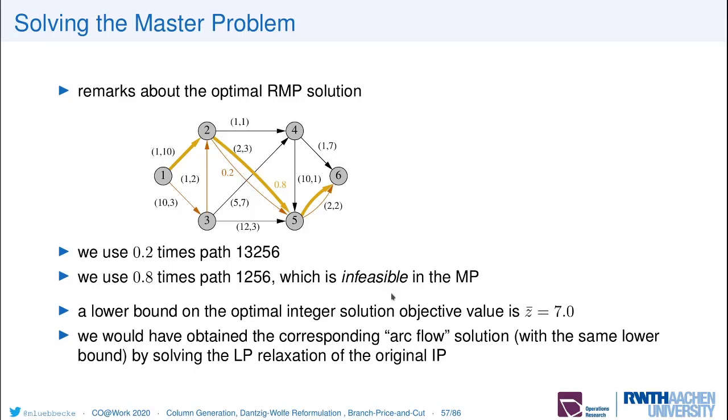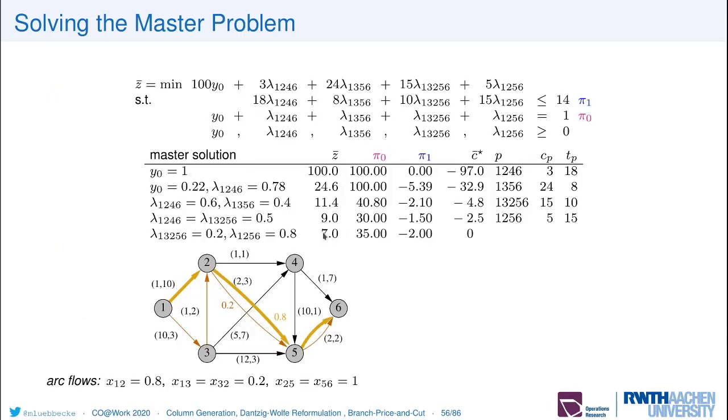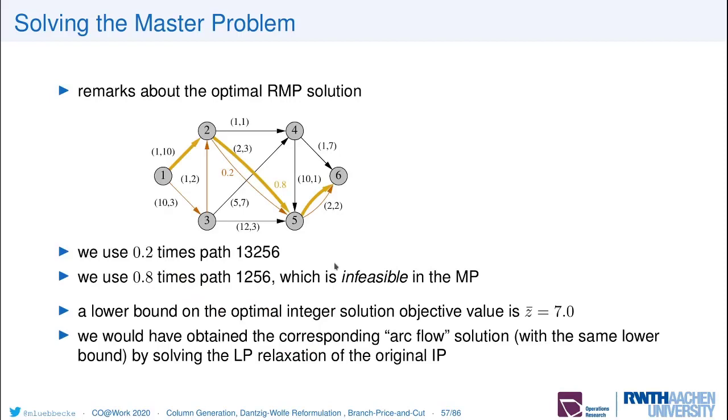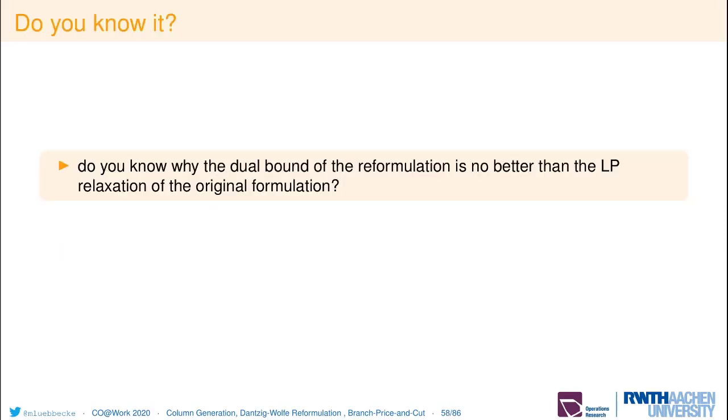Okay. What is more important is that from the solution value here of the LP relaxation, I get a dual bound. Yes, of course. A dual bound, so a lower bound in this case on the optimal integer solution value. And that is in this case the same dual bound I would have obtained from the original LP reformulation for the model we started from on the first slide. Okay, and the question is, why is that the case?